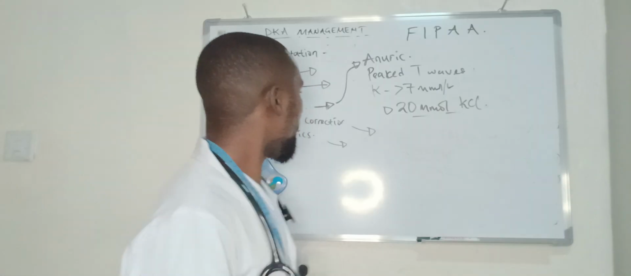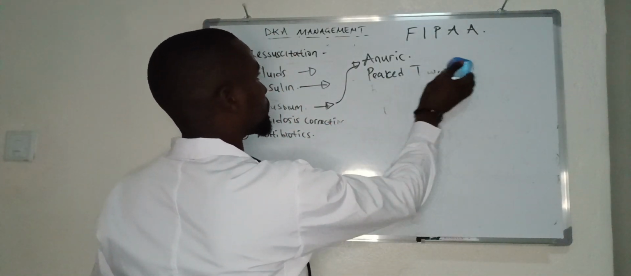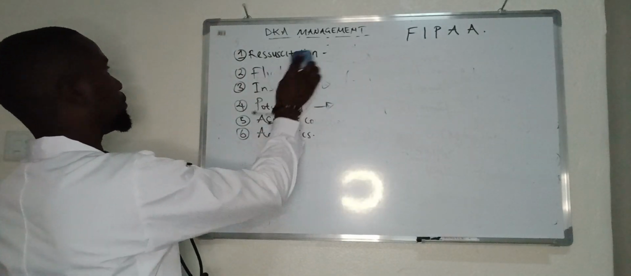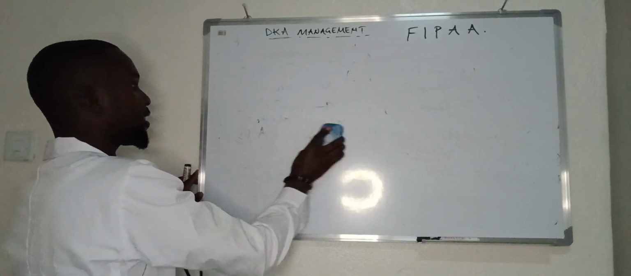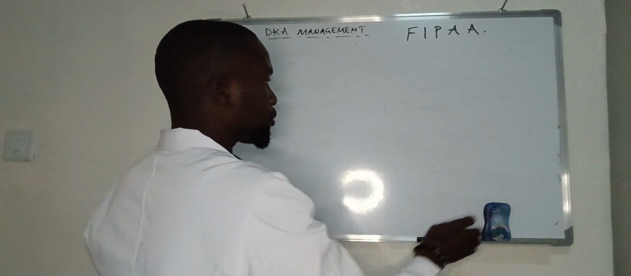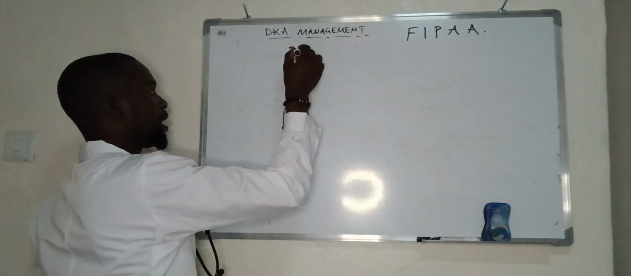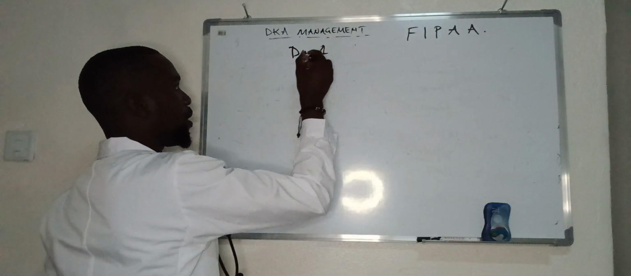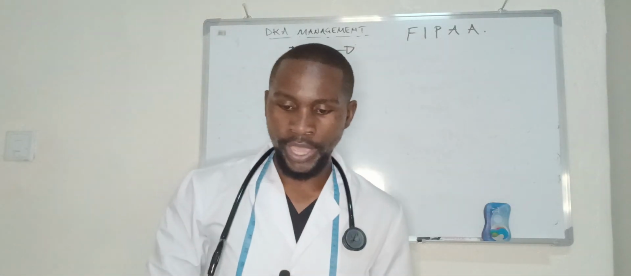Now, how do you follow up this patient on the insulin part? Remember that you treated the patient and the patient is out of DKA. What do you do? When you treat the patient and the patient is out of DKA, on day one of the patient being out of DKA, how are you going to do?